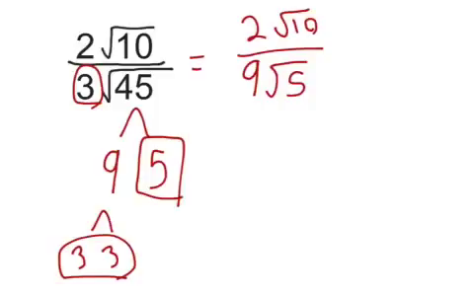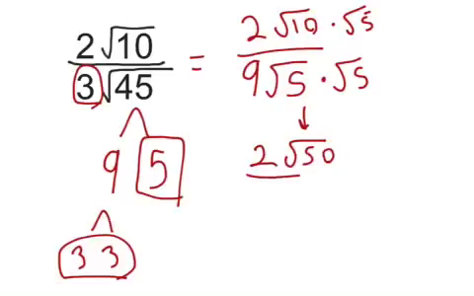Now, I have that radical in the denominator. Can't have that. We already said if I multiply root 5 times root 5, I'm going to get 5. So let's do that. I'm going to multiply the bottom by root 5, and I also have to multiply the top by root 5. That gives me 2, and then root 10 times root 5 is root 50, and the bottom gives me 9 times 5, which is 45.